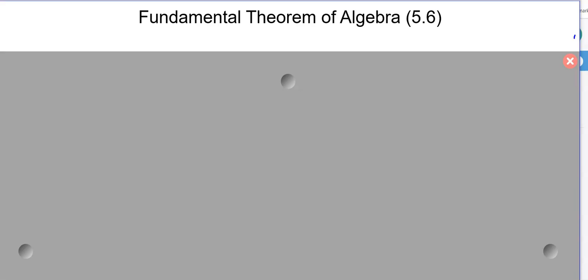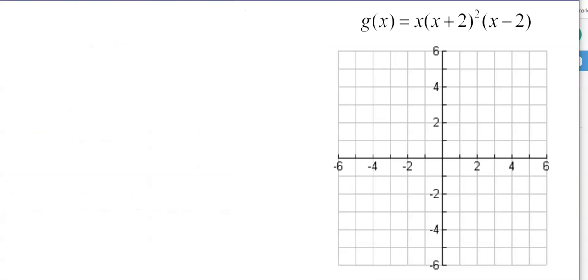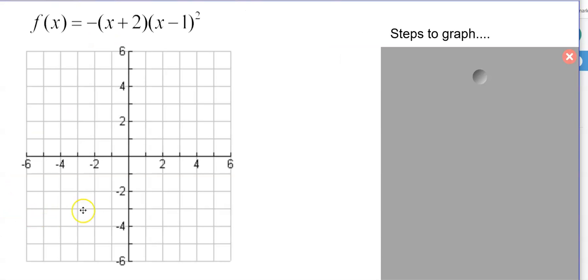Okay, so let's talk about the fundamental theorem of algebra today. It has to do with, let's start with some graphing here. We've done a little bit of this already, but let's continue with this. It's going to help us with our lesson today to be really good at graphing.